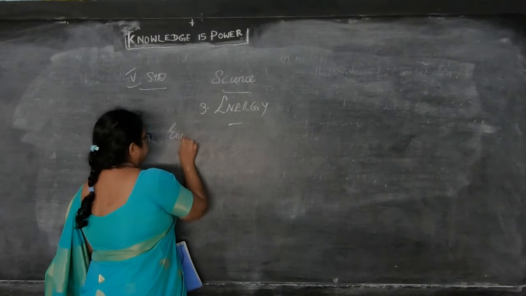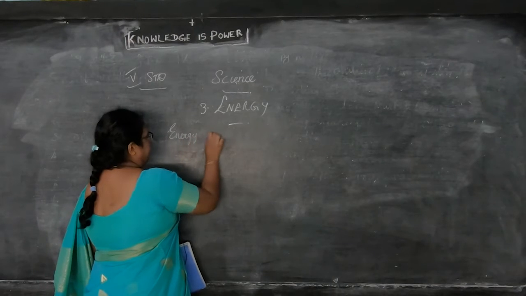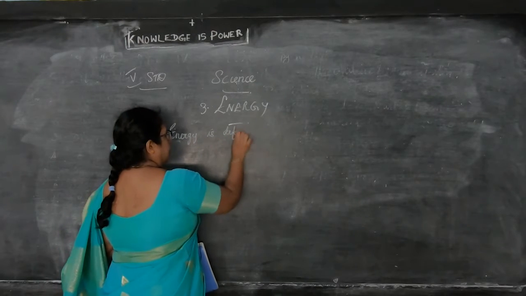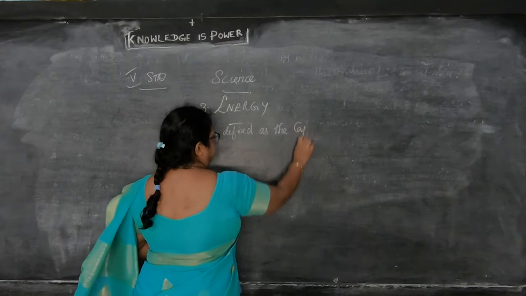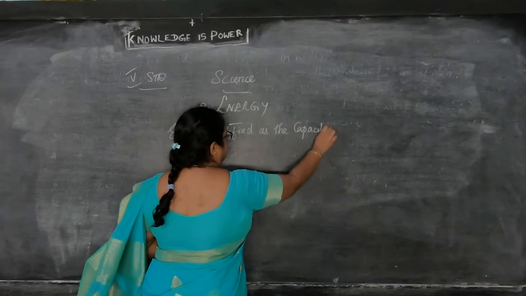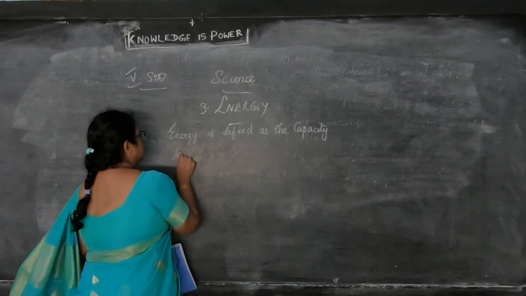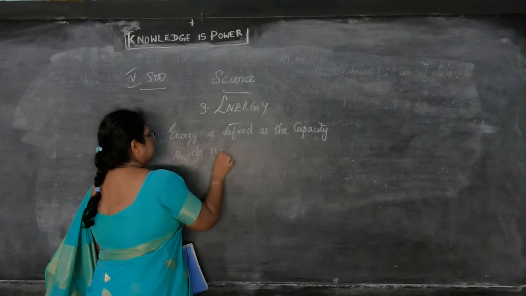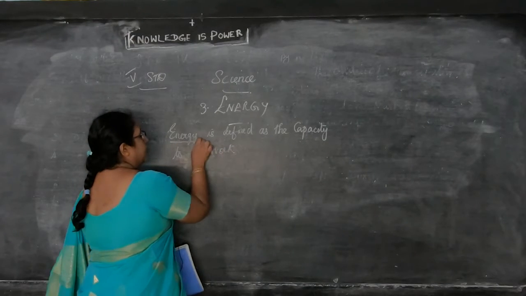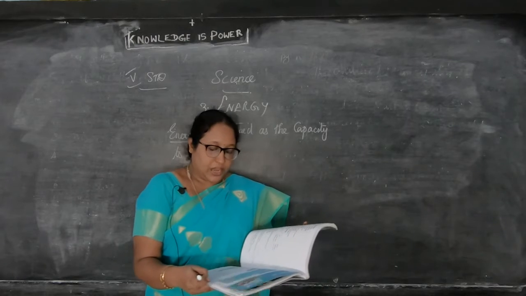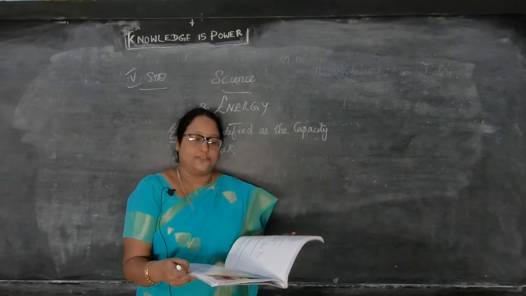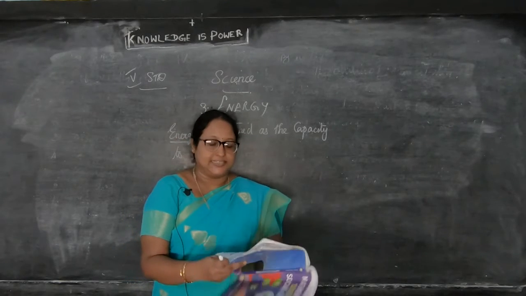Energy is defined as the capacity to do work. Already I have learned this in 4th standard. So what is energy? Energy is defined as the capacity to do work. Now let us study about different forms of energy and their uses in this lesson.